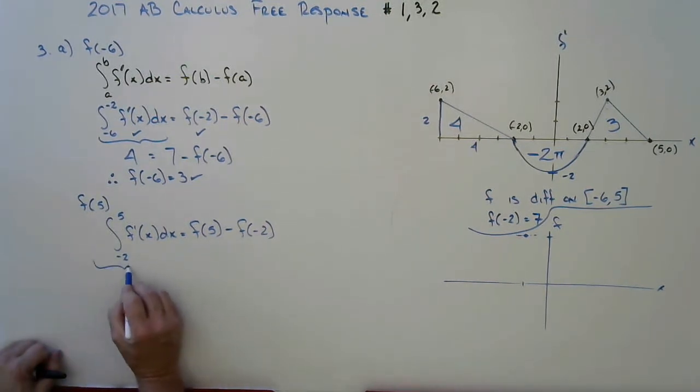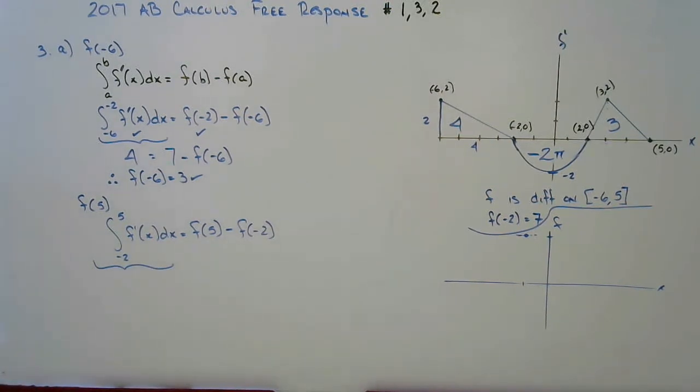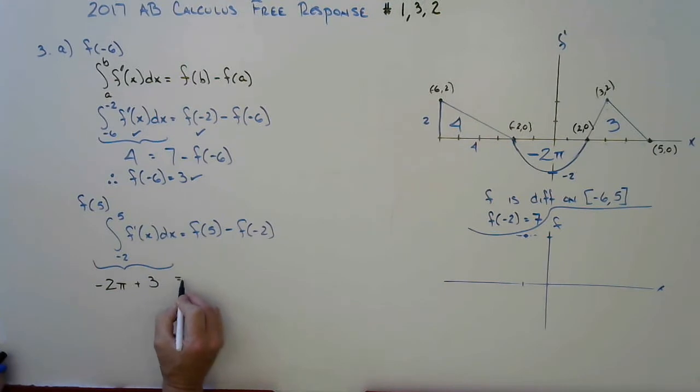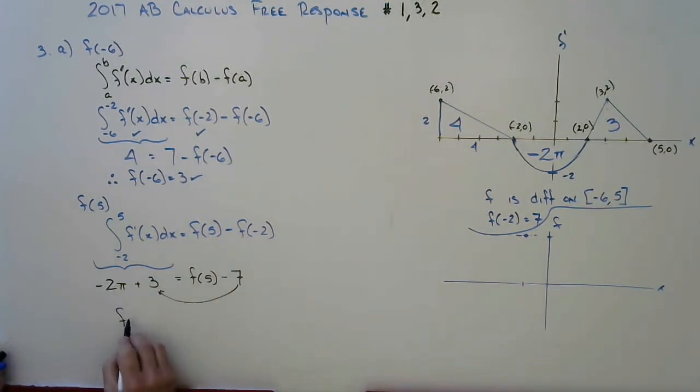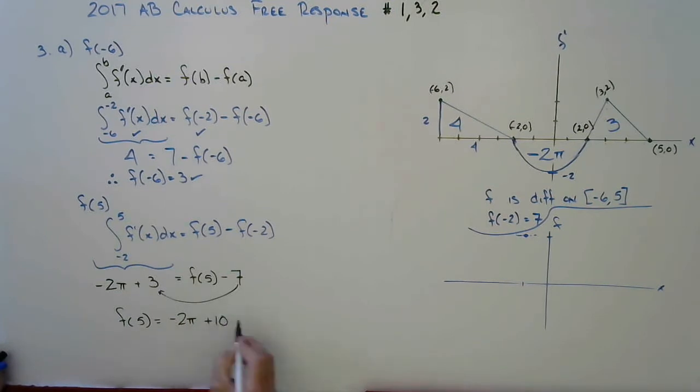So what is this piece right here? Well, it's the area from -2 to 5. So that's going to be -2 pi plus the area of the triangle. That's f of 5. We don't know that. We want to find it. Minus f of -2. F of -2 is 7. Bring the 7 over here. It gives us 10, right? There we go. That's part A. Fundamental theorem of calculus.